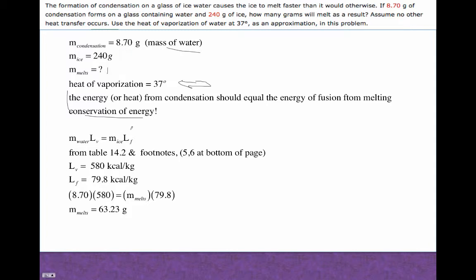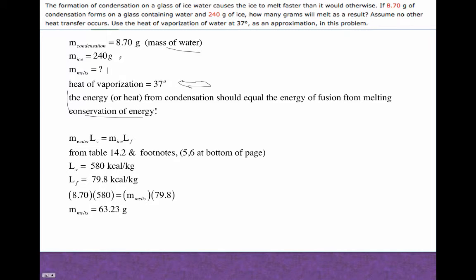I got the heat of fusion from table 4.2, the heat of vaporization at 37 degrees from the footnotes, number 5 and 6, at the bottom of the page, which are identical footnotes for some strange reason. So we get the heat of vaporization, 580 kilocalories per kilogram, the heat of fusion, 79.8 kilocalories per kilogram. Plug it in, and we get 63.23 grams.